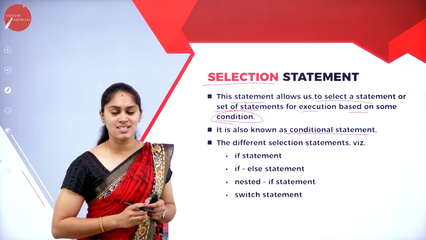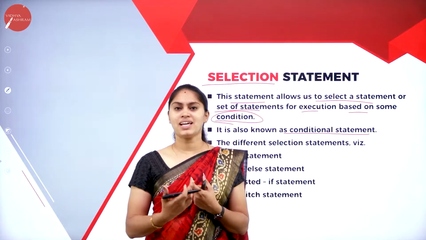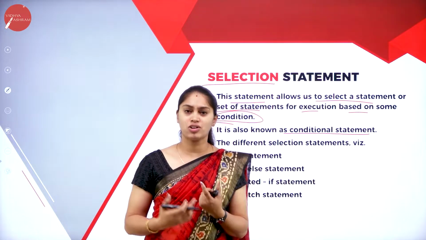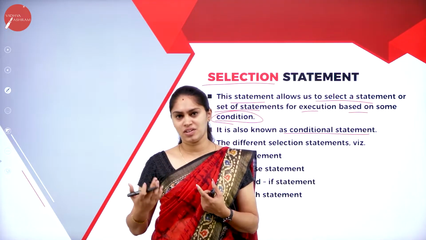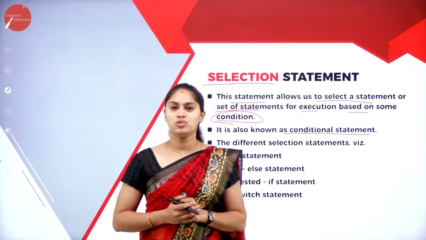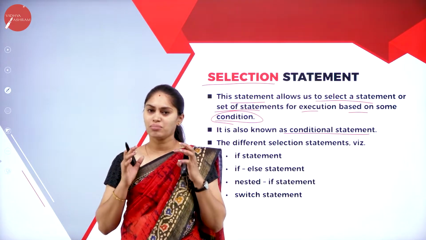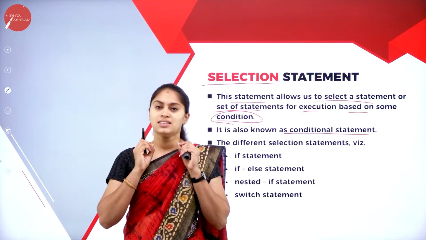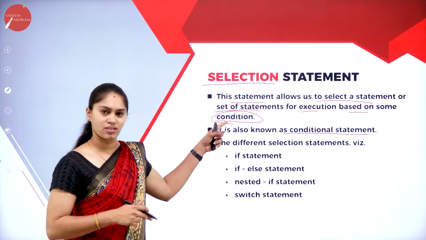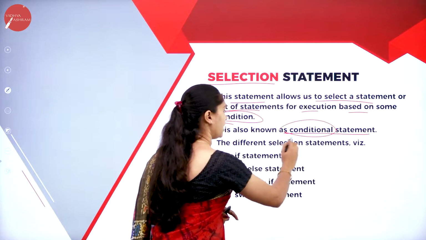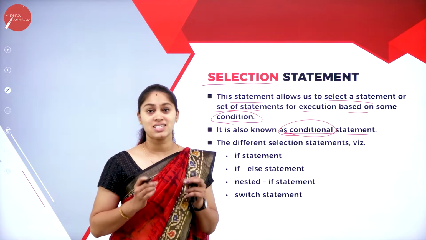Why do I call this a conditional statement? Because based on some condition we are making a decision. If the condition is true, then we perform something. If the condition is false, or if it does not hold good, then we execute some other set of instructions. That is, we are making a selection of statements to be executed based on the condition. That's why it is also called a conditional statement. Then what are the categories under the selection statement?